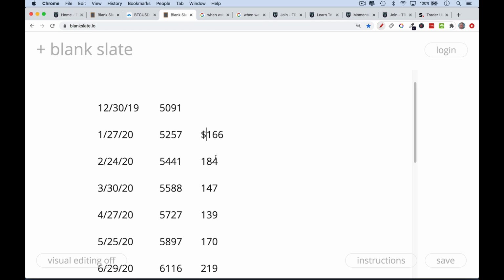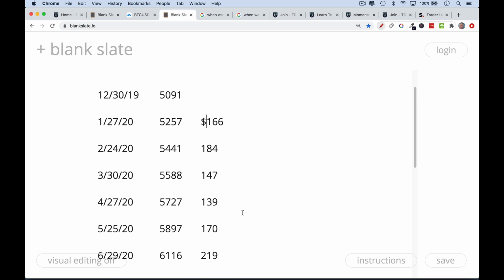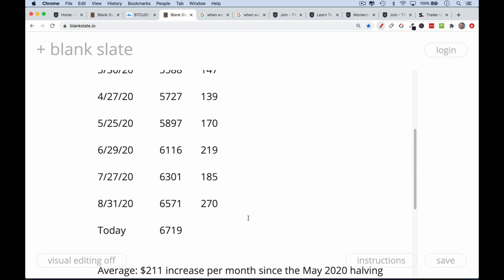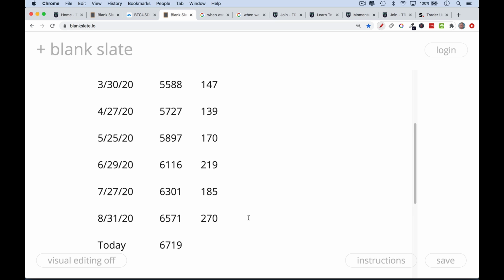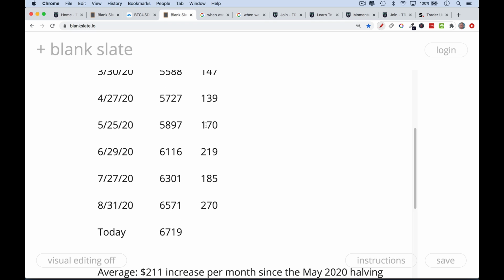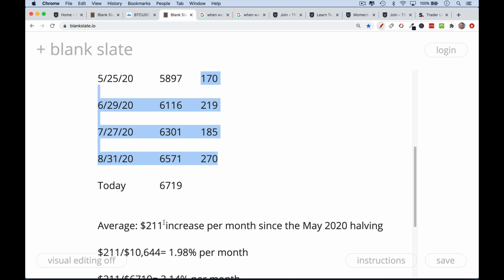And so we can see that before the halving, it was going up about, call it $100, $150 a month. Since the May 2020 halving, which normally initiates a very bullish phase for Bitcoin, we can see that it has gone up more. So the halving happened in May, and if we take an average of these four deltas, we can see that the 200-week moving average has increased about $211 per month. The slope of it is about $211 per month.